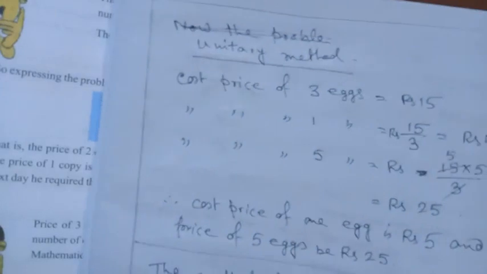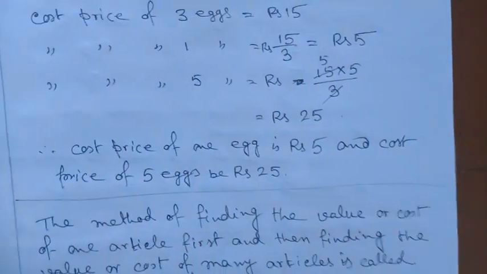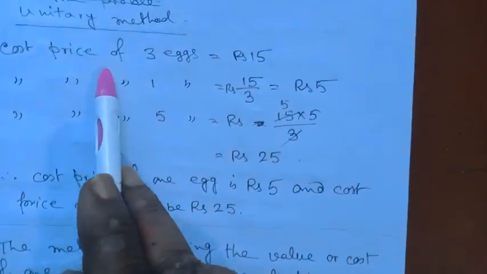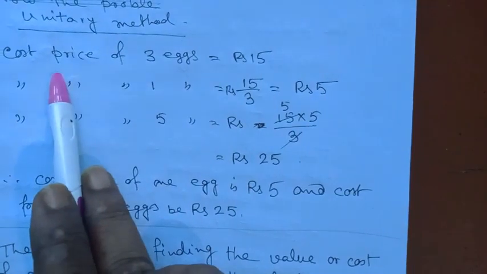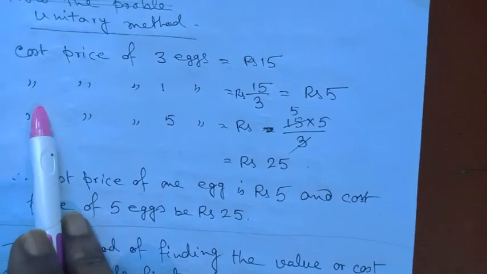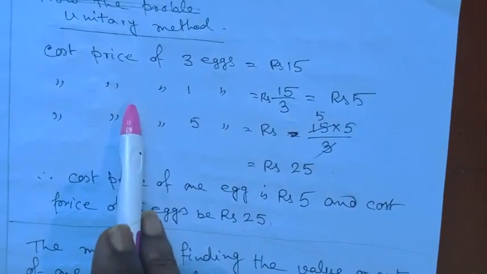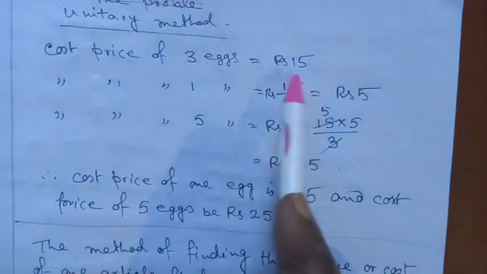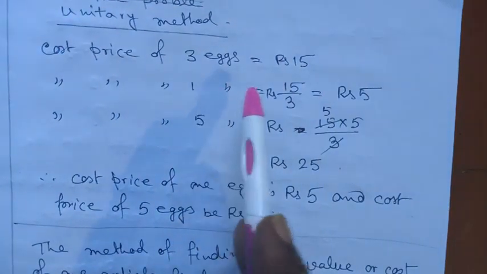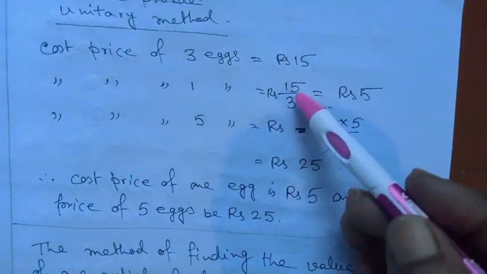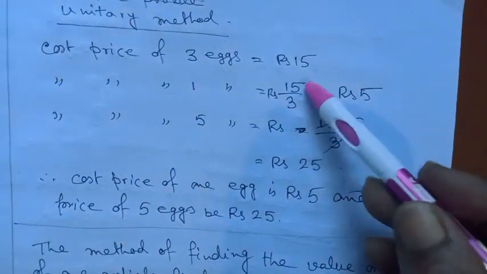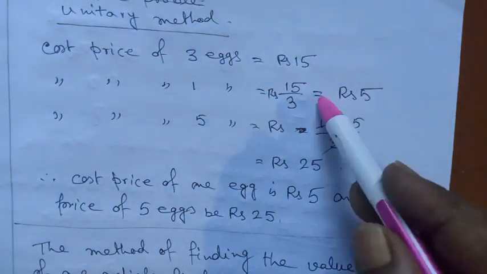Now by unitary method, same question, the story so far: to bring eggs. This is unitary method. Cost price of 3 eggs is rupees 15. Then the cost price of 1 egg is rupees how much? Cost price of 3 eggs is 15. Therefore cost price of 1 egg must be smaller than 15. So we divide 15 by 3. That is nothing but 15 and 3 cancel out. We get this one.